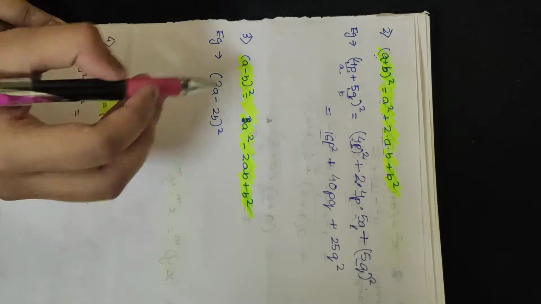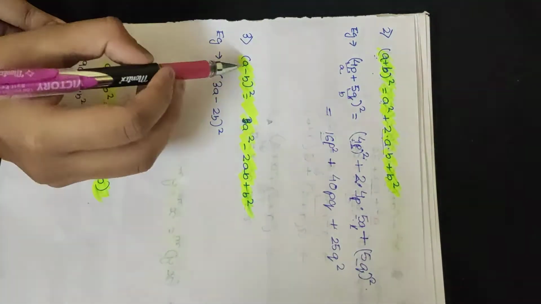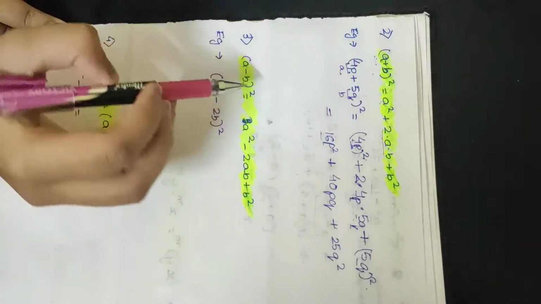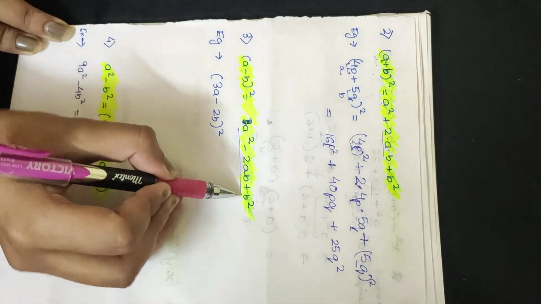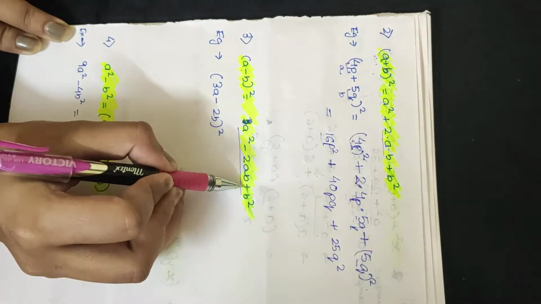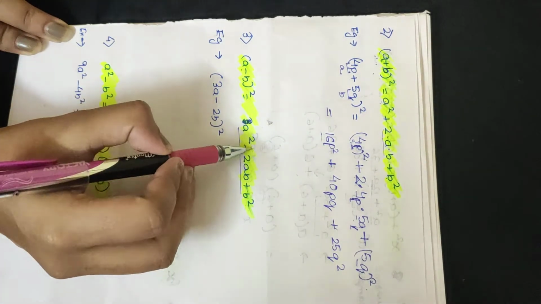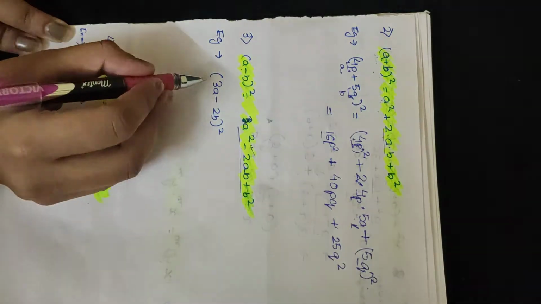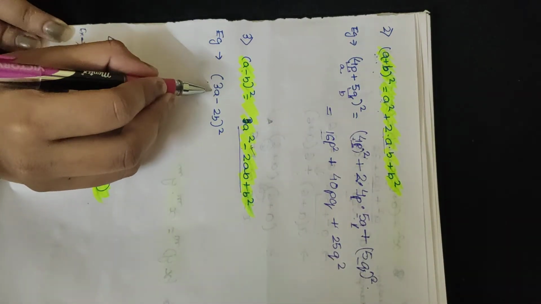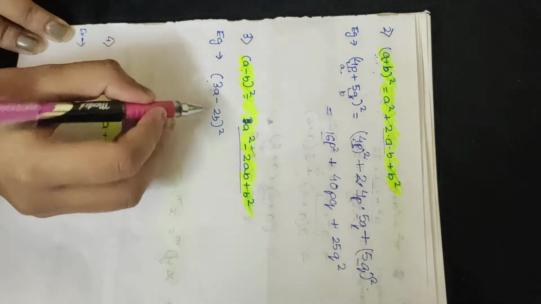The next identity is similar to the second identity. Here plus is there, here minus is there, and its resultant is a square minus 2ab plus b square. The only difference is minus over here instead of plus in the previous identity. So let's take an example of (3a minus 2b) whole square.